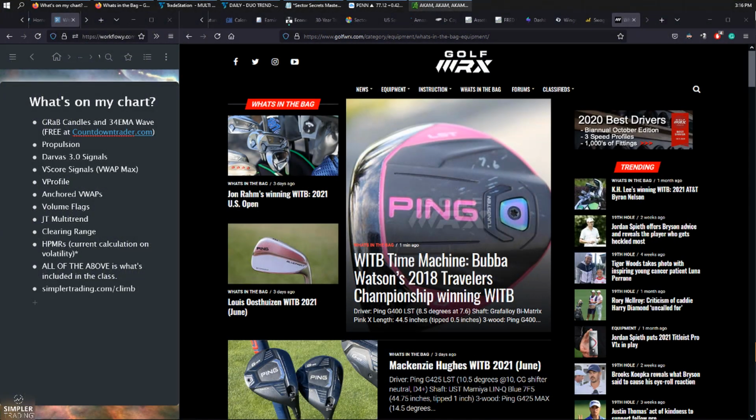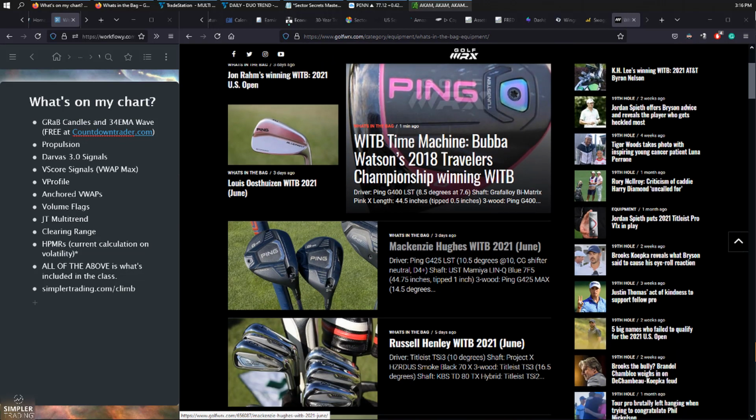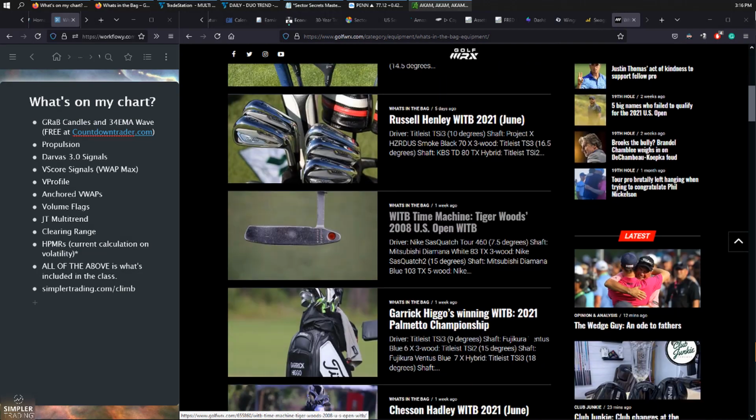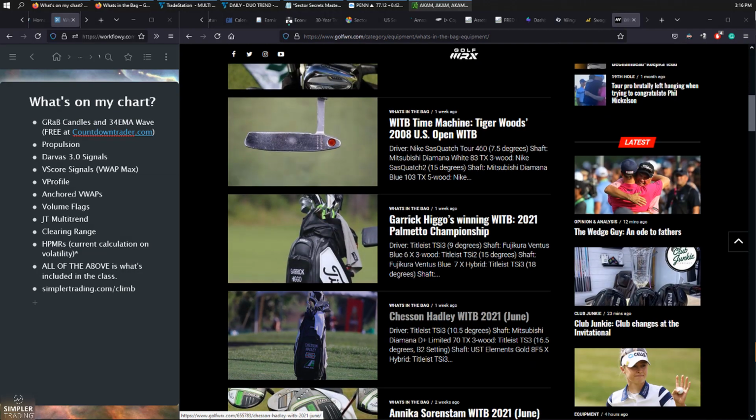Hey traders, Raghee here, and in this update, I'm going to walk you through one of my favorite things in the back of Golf Magazine, and maybe you guys have seen it. It's the WITB, What's in the Bag, and they talk to winning golfers and they ask them, hey, what's in your bag? What are the clubs? What brand? Et cetera, et cetera.